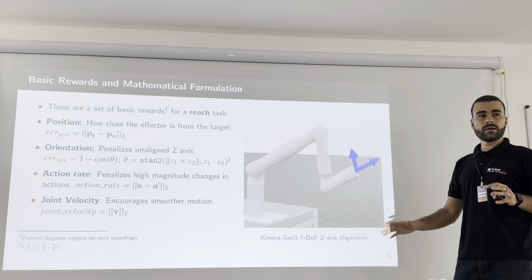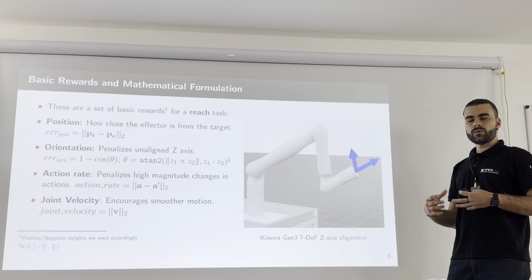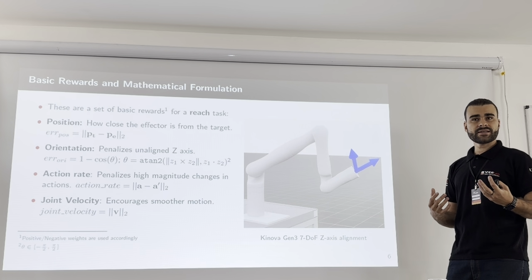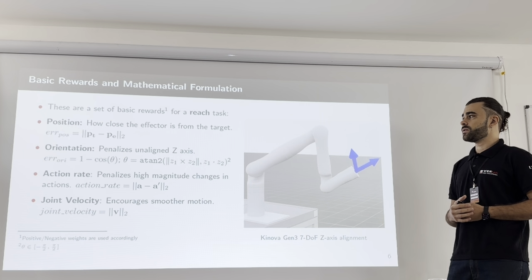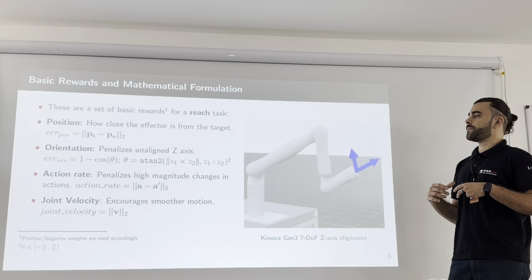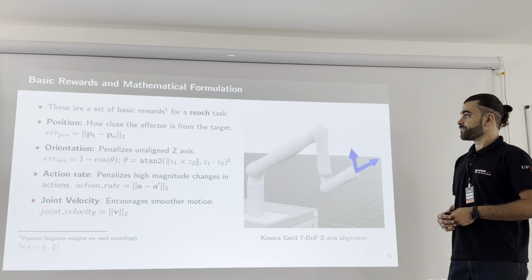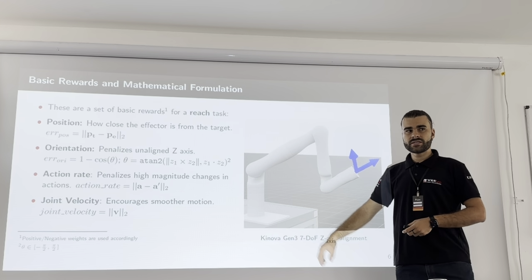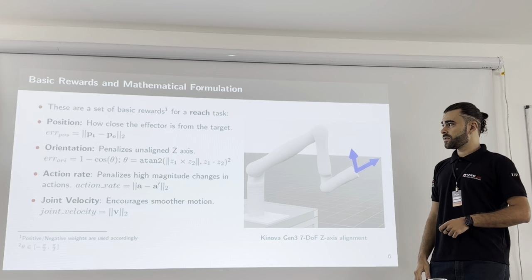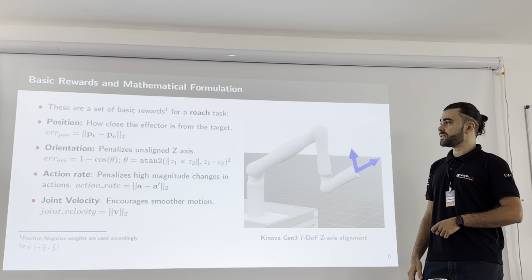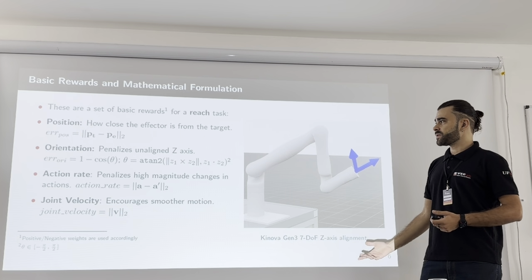So here we have the basic rewards, which we define to do pretty much any sort of reach task. And next we're going to define our novelty and our proposed solution, which brings a reward specific for the skimming task. So here the basic rewards that we consider are position, which means how close the effector is to the target. It's a basic Euclidean distance, and that is defined as the error in position.